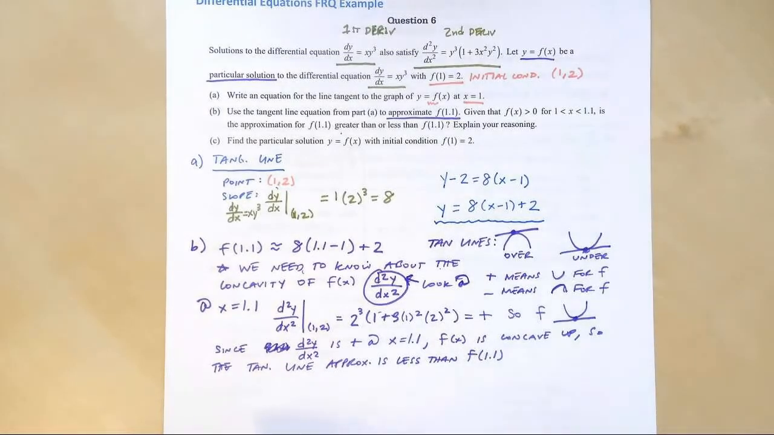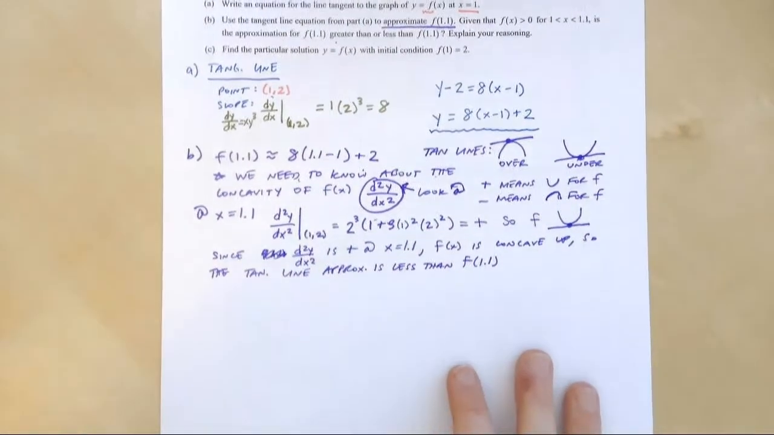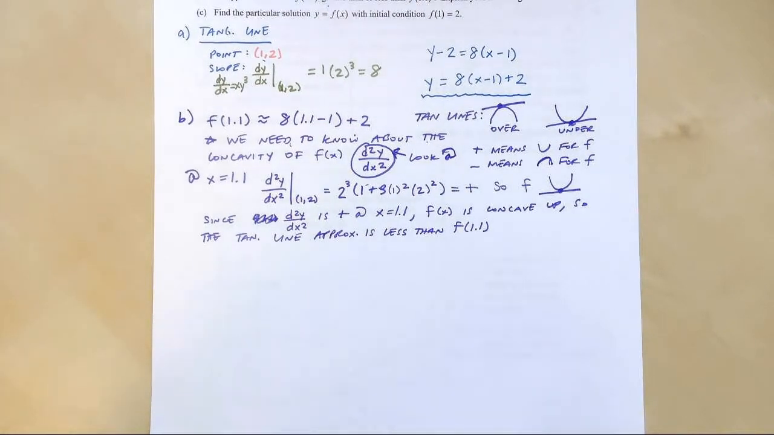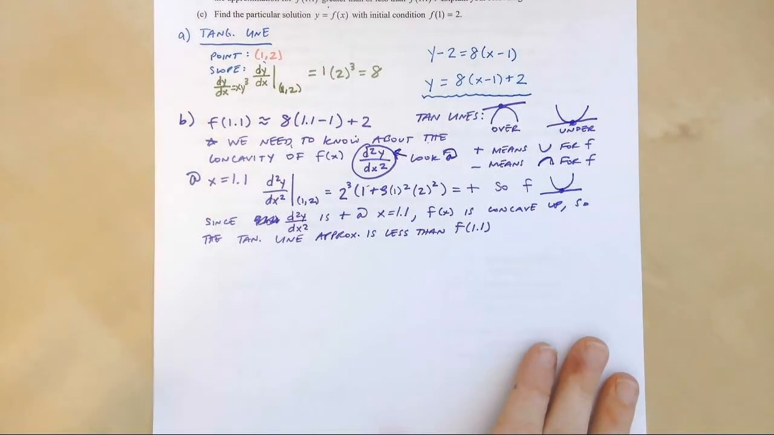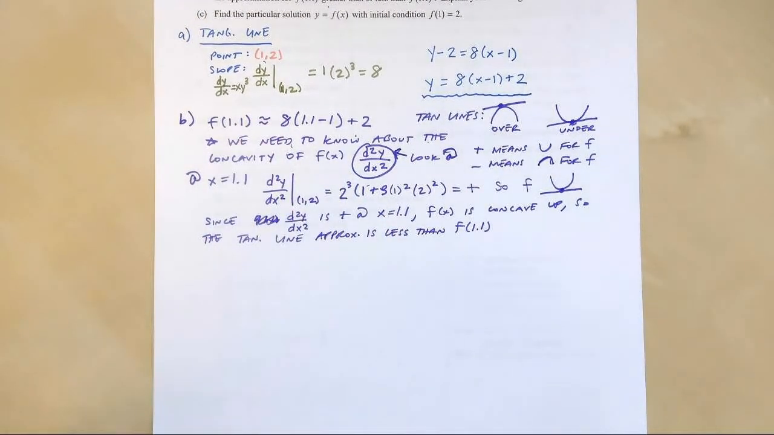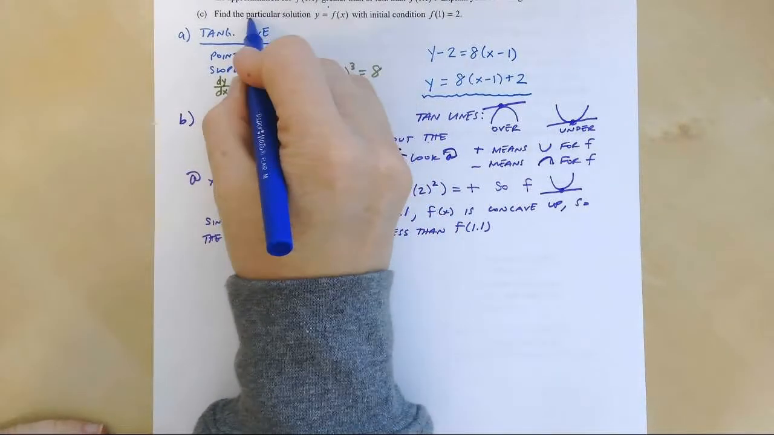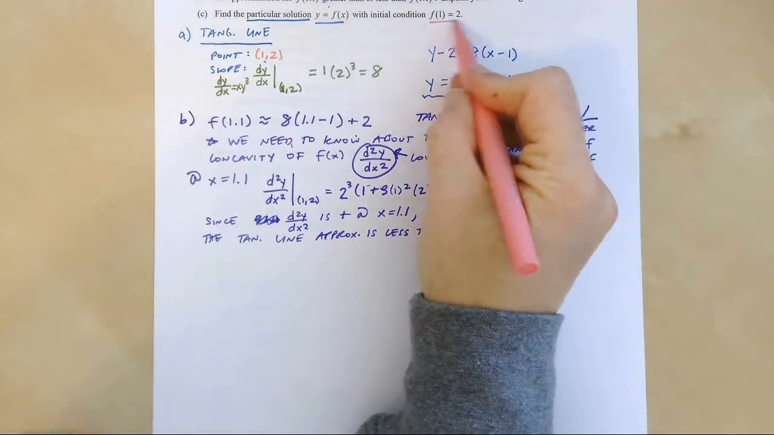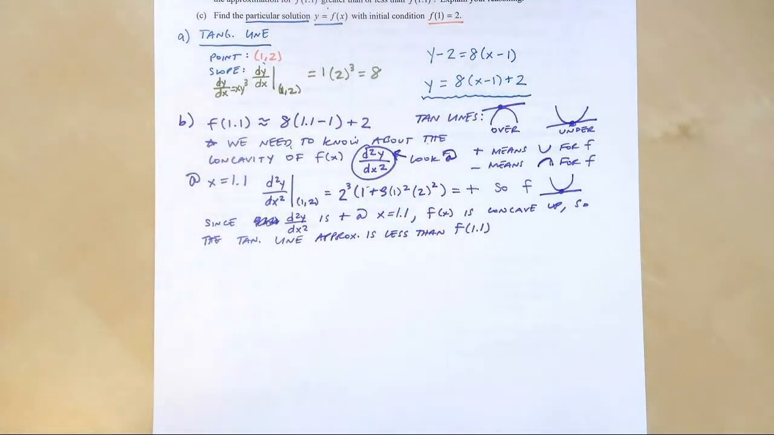Okay, let's go to the last part, which should look the most familiar, but it's a tough one. So we're going to do this one together. The last part says, find the particular solution, y equals f of x, with the initial condition, f of 1 equals 2. So this is what we've been doing. So we need to go through all those steps to find the particular solution.